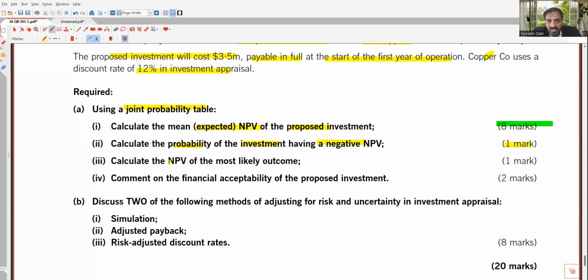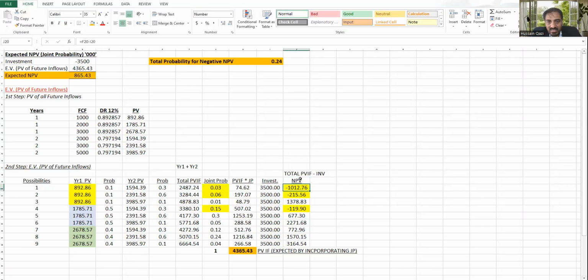Calculate and then identify. After that, there are 3 possibilities of negative NPV, and just calculate the total joint probability: 3%, 6%, 15%, that is 24%.